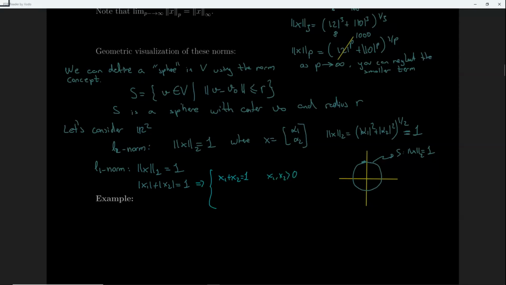Alpha 1, alpha 2 olacak da karışıklık olmasın. All right. Thank you very much. So we can say this is alpha 1, alpha 2. Thank you very much.